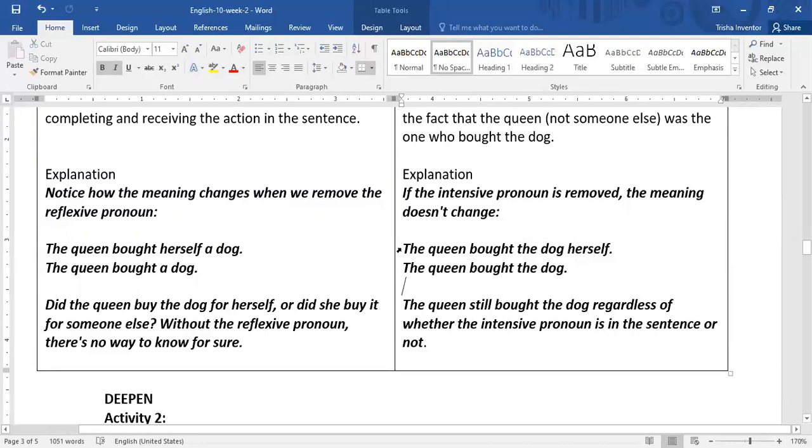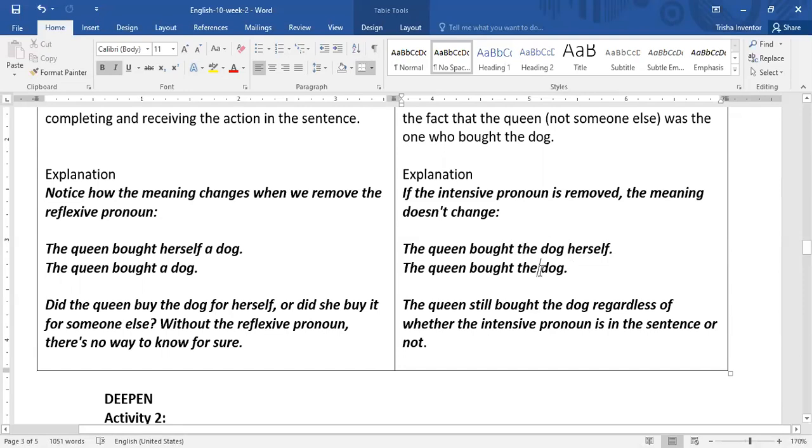Ang nakalahi lang is in here, si queen ningpalit og dog, siya mismo ang ningpalit. In here naman, si queen ningpalit og dog. So kato siya, giibot lang si herself. So the queen still bought the dog regardless of whether the intensive pronoun is in the sentence or not, because the ang gi-emphasize dire is si queen ning palit og dog. Mao lang to siya. Okay?